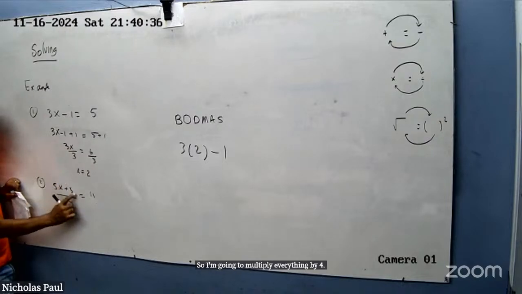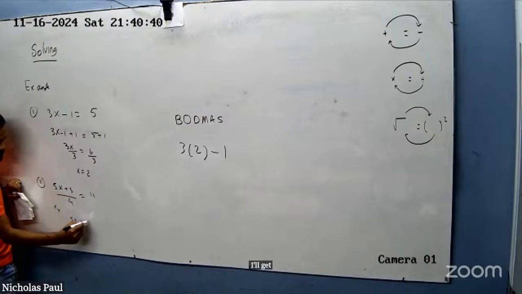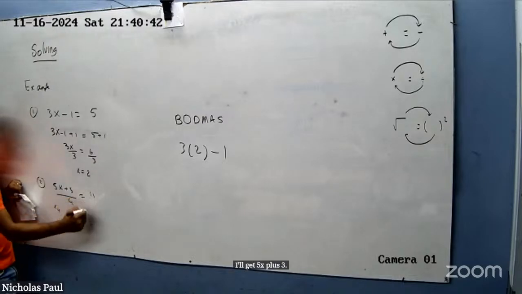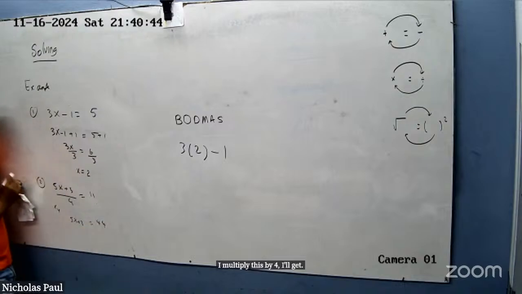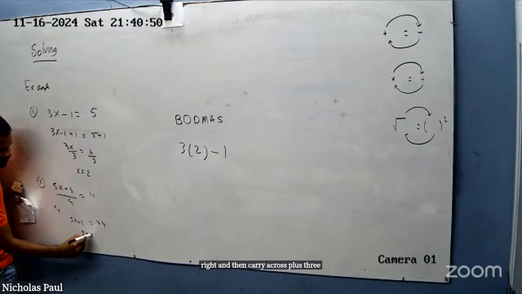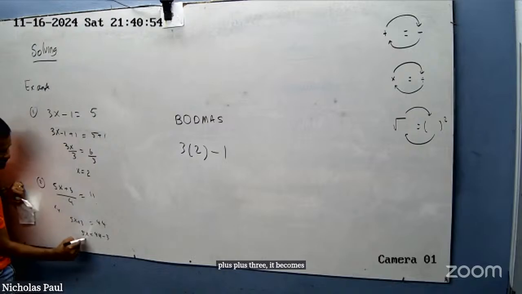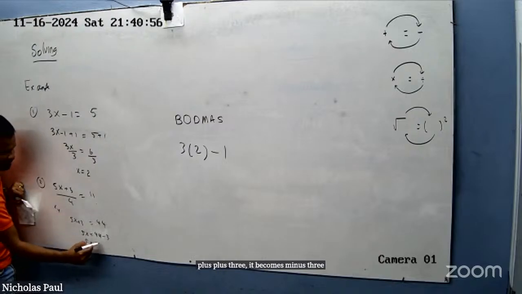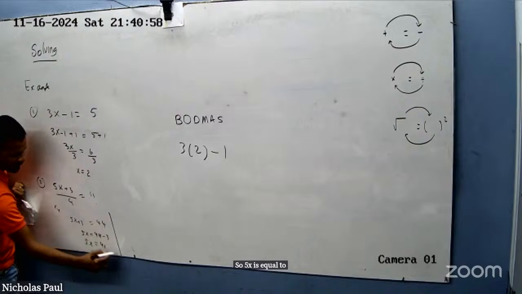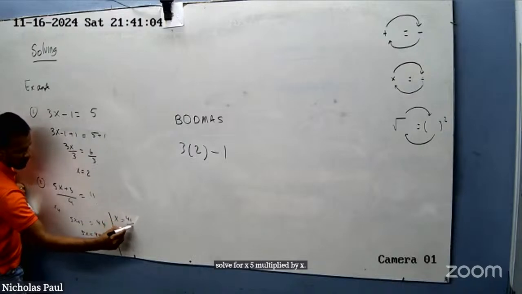If I multiply this by 4, I'll get 5x plus 3. If I multiply this by 4, I'll get 44. And then carry across plus 3, it becomes minus 3. So 5x is equal to 41. And then solve for x. 5 multiplied by x will give us divide.